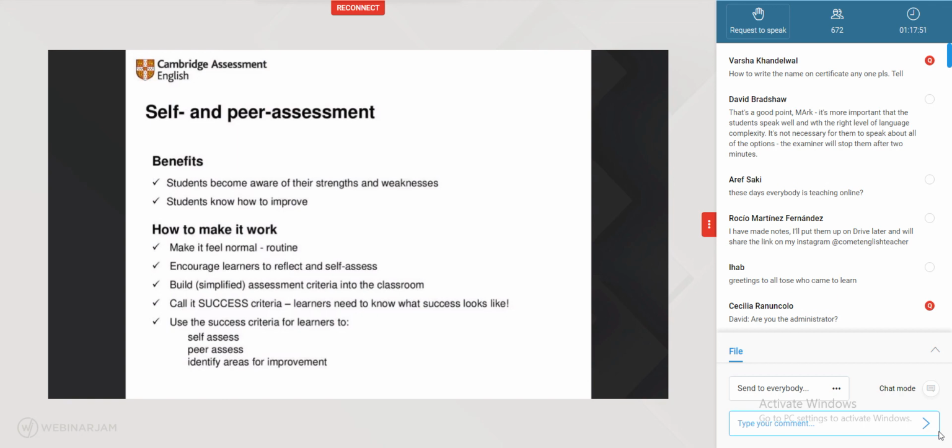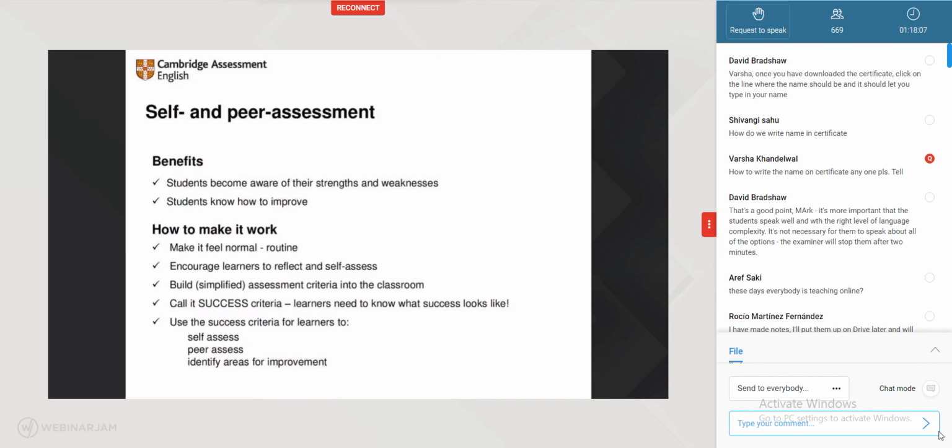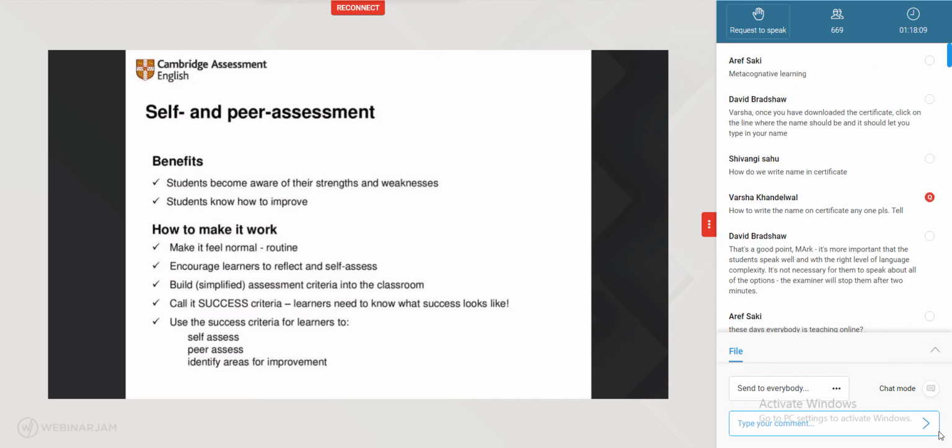Yes, Victoria? Trying to make it feel normal, set a routine, and obviously try to motivate your students to do it, and offer assessment criteria that they can understand and incorporate that into your classroom, and just use the success criteria or the assessment criteria.